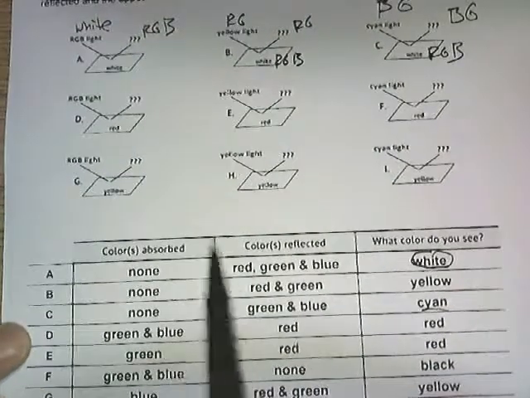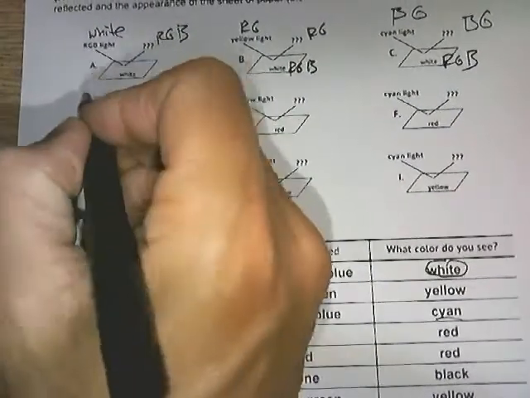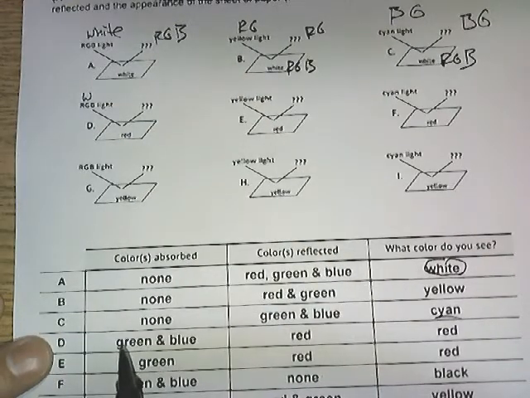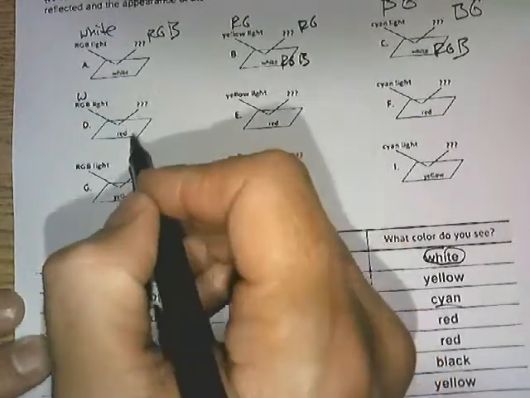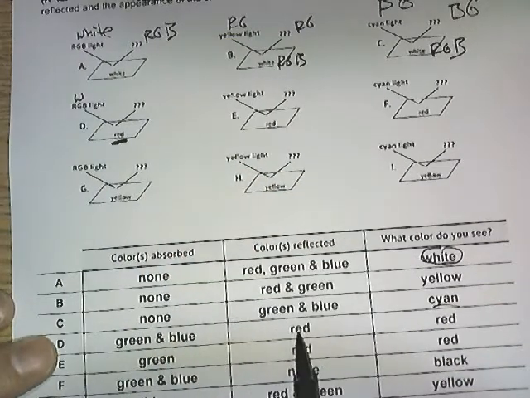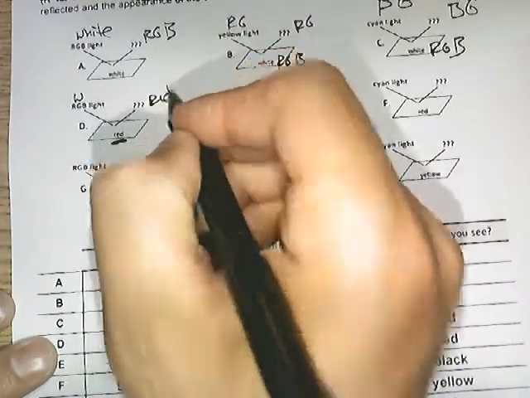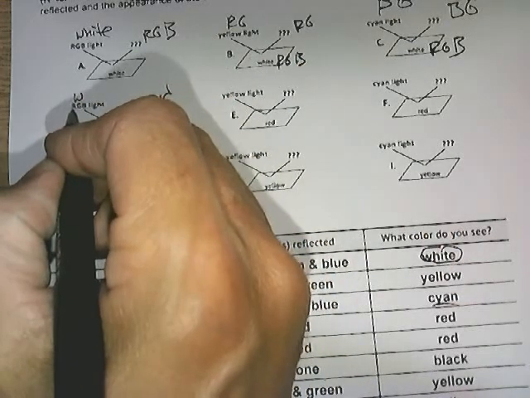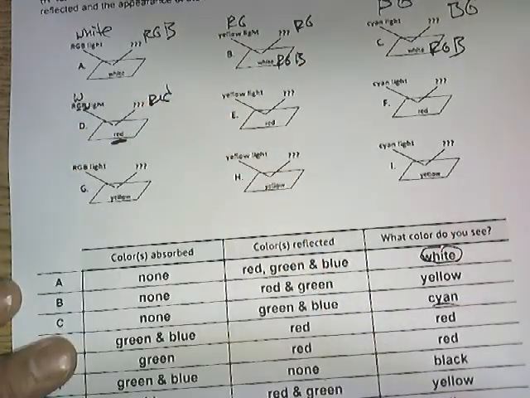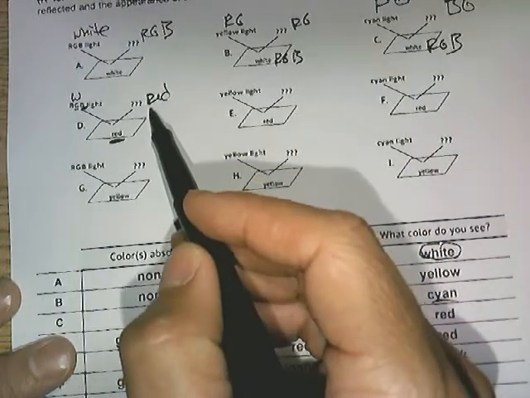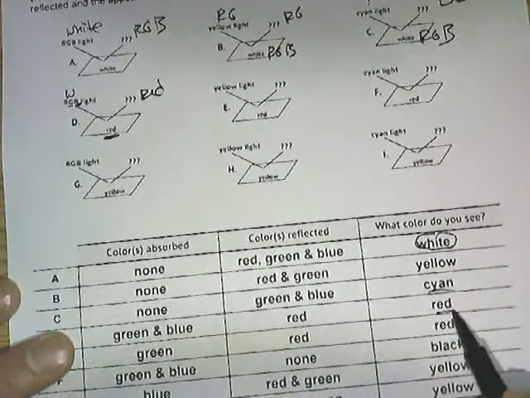Here I can look at letter D. I have red, green, and blue light, so that's the same as white. In this case, I only have red paper. So red is going to be reflected, and I can also say that the green and the blue in the white light are going to be absorbed. I only see red reflected, so red is the color that I see.